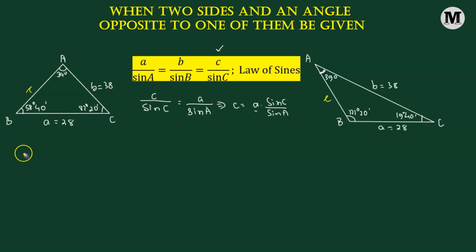So for the first triangle, the measure of side c is going to be 44.09. You can verify that with the help of a calculator. And then the measure of side c for the other triangle comes out to be 14.97. So here we have successfully obtained the third side as well.